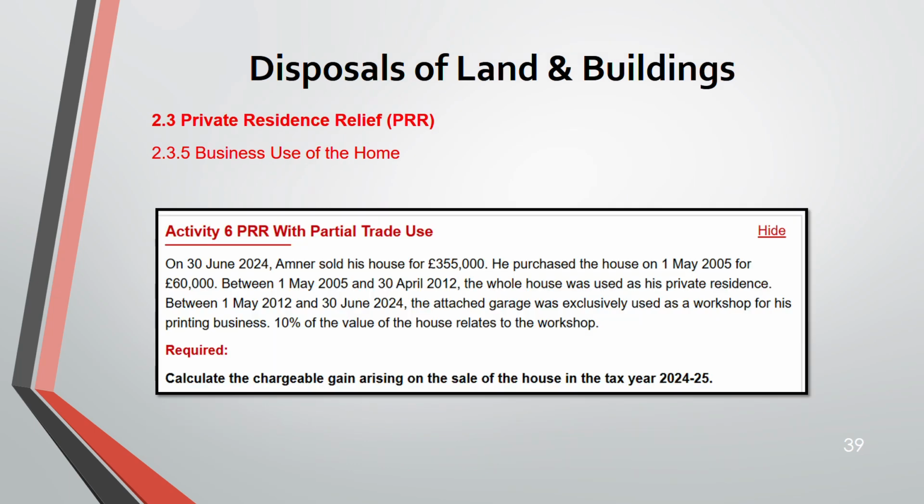So activity 6. Now we are going to calculate PRR with partial trade use. Here, Amner sold his house on 30th June 2024 for 355. He purchased the house on 1st May 2005 for 60. Between 1 May 2005 and 30th April 2012, the whole house was a private residence. Between 1st May 2012 and 30th June 2024, it was used for the workshop. 10% of the value of the house relates to the workshop. Calculate the chargeable gain arising on the sale of the house.